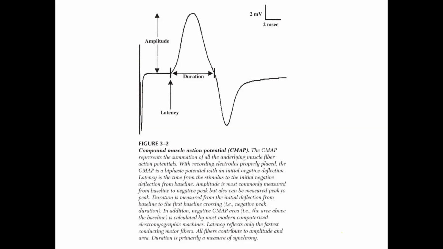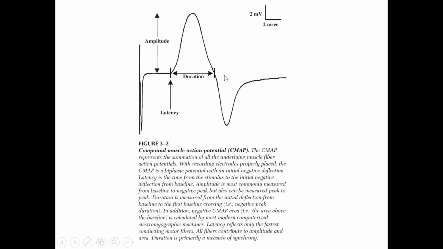Duration is from the first deflection to the onset. Sorry, we are talking about duration. So it is a measure from the initial deflection from the baseline to the first baseline crossing that is happening here. Okay. So this is the duration.